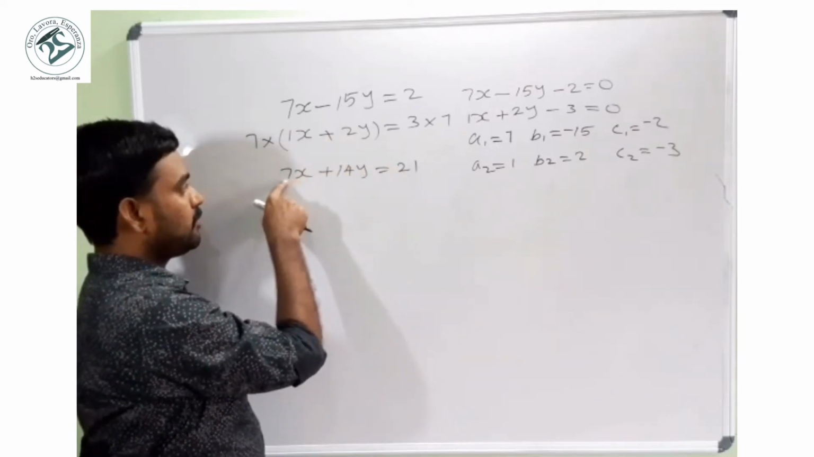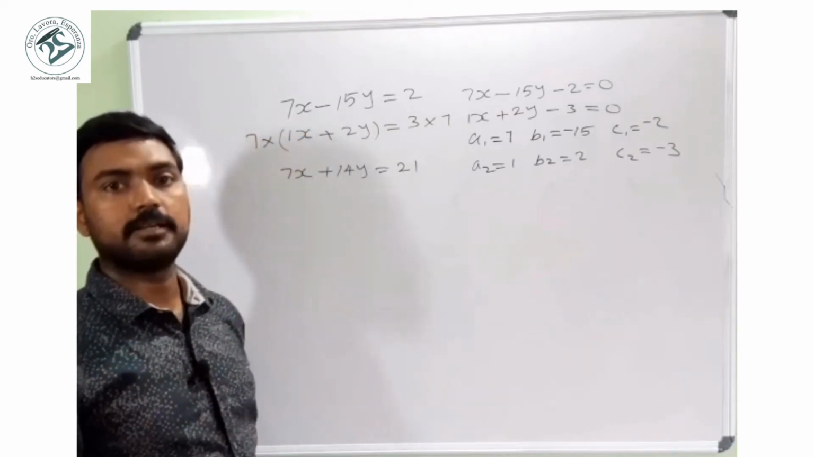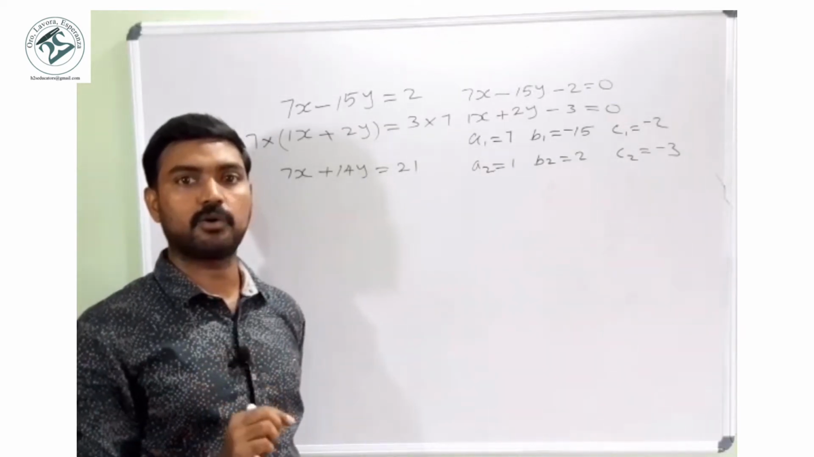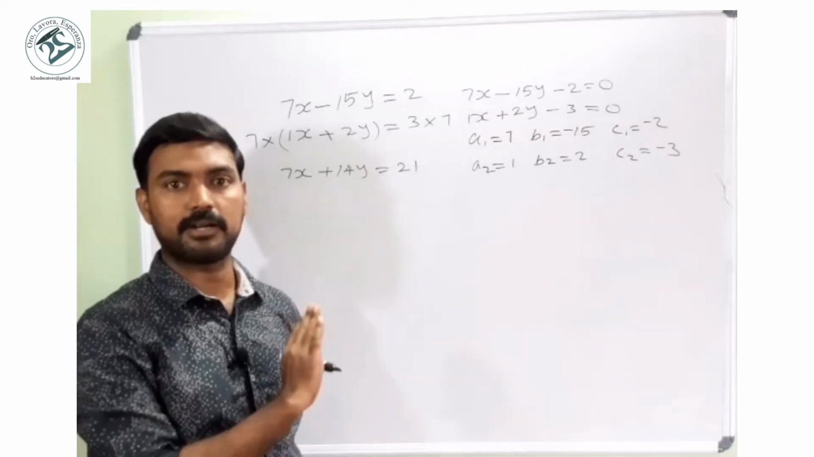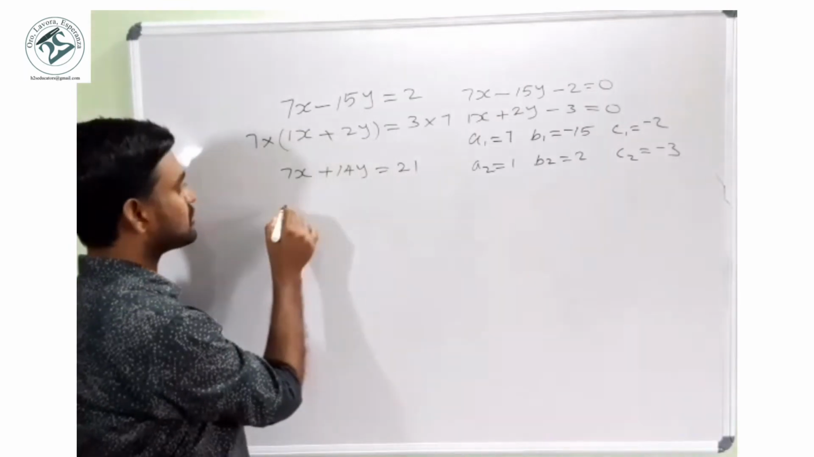So the coefficient of x here is 7, and here the coefficient of x is 7. This is the first step in the elimination method. What is the first step? Just make the coefficient of any one of the variables, either x or y, the same by multiplying by a constant on both sides of the equation. So we get this equation.